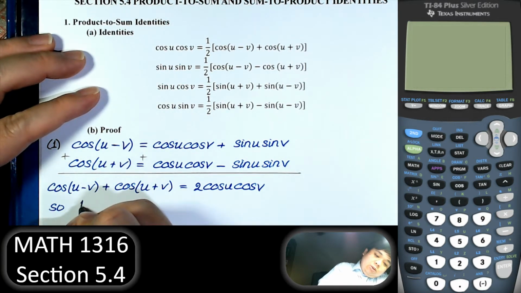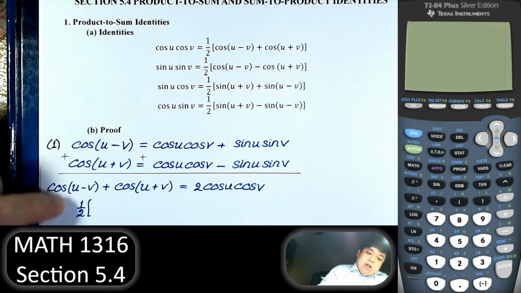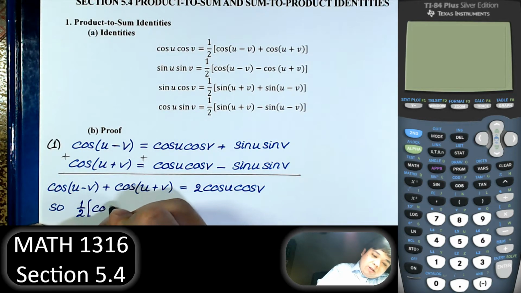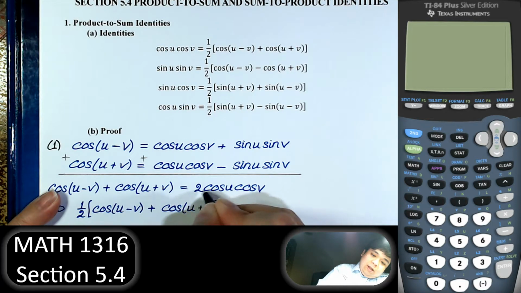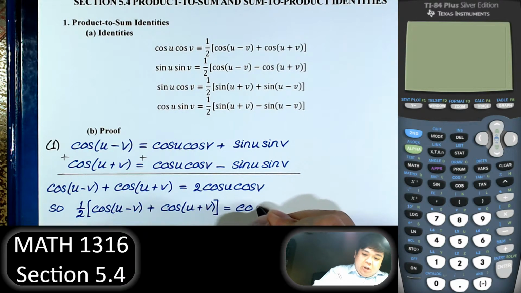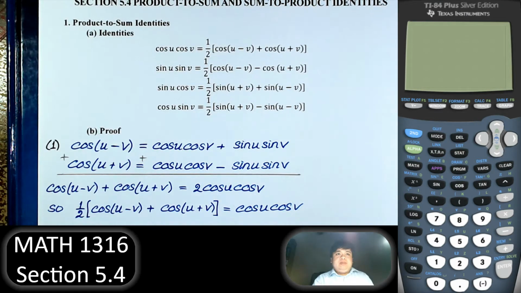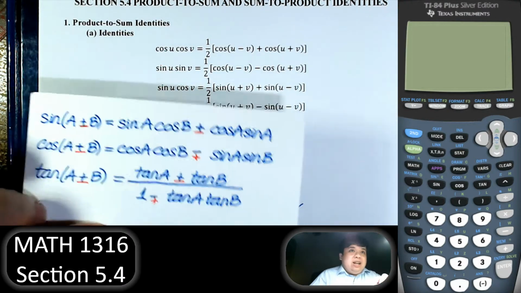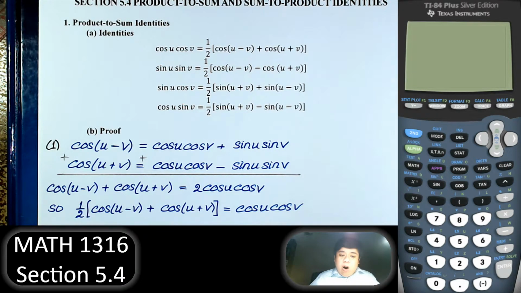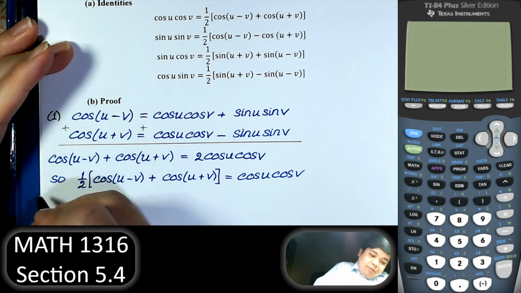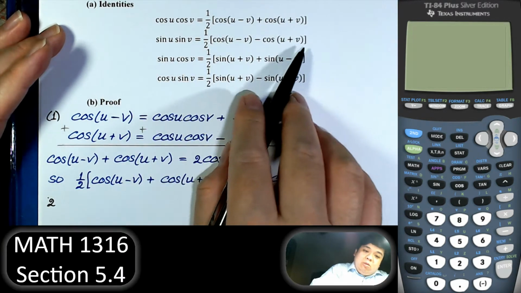So divide everything by 2. We have 1/2 of cosine of u minus v plus cosine of u plus v, and divide by 2 on both sides, we just have cosine of u, cosine of v. Of course, that is this equation in reverse. So that's why I said these identities are very fundamental. With these identities, we can derive a lot of other identities. Of course, we can prove the others too.